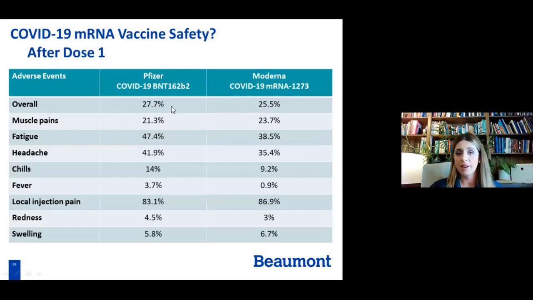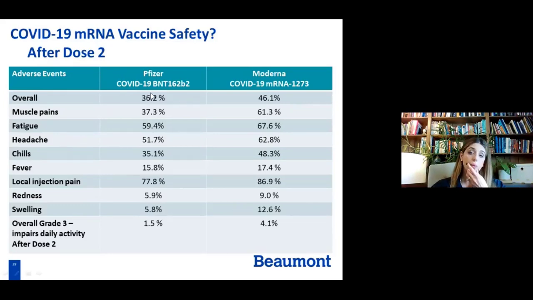The overall side effects with the first dose were seen in about 1/3 of the patients, and they ranged anywhere from muscle pains to fatigue, headache, chills, which we see with other vaccines, fever, local injection redness, and swelling around the injection site, but those tend to be a little bit less.